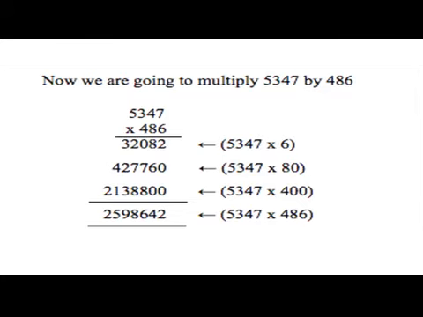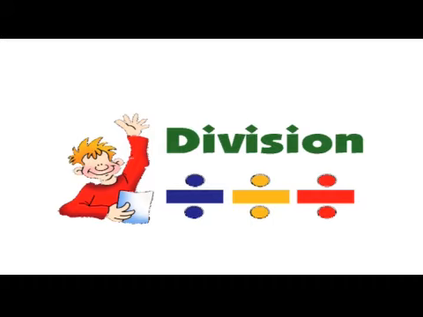5347 into 486, we will get the answer as 2598642. So, that is the answer. In this way we have to multiply two large numbers.